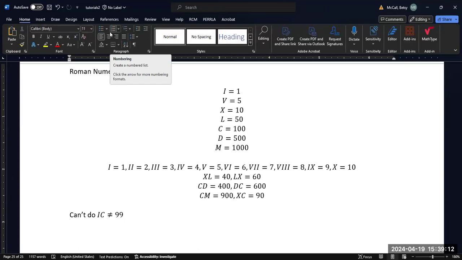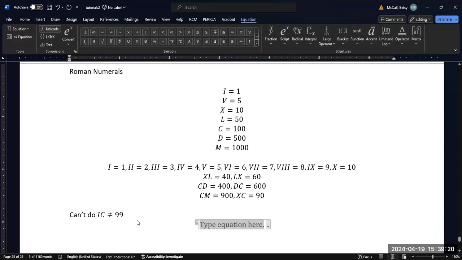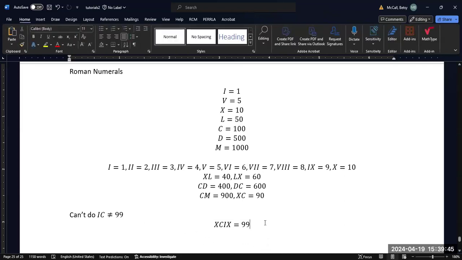1 less than 100 is, in fact, 99, but I actually am not allowed to do that. I would have to do XCIX to do 99. So again, think about the subtraction rules only work essentially in one 10-digit place. You can't take a ones and subtract it from the hundreds digit. You can only take a 10 and subtract it from the hundreds digit. Okay, so there is a little weird.